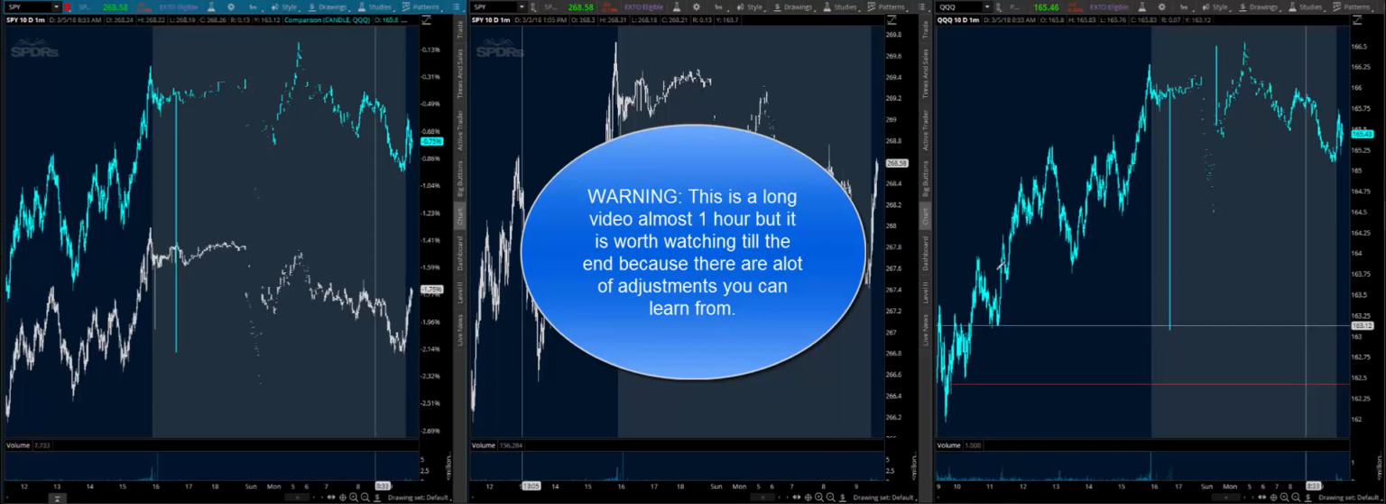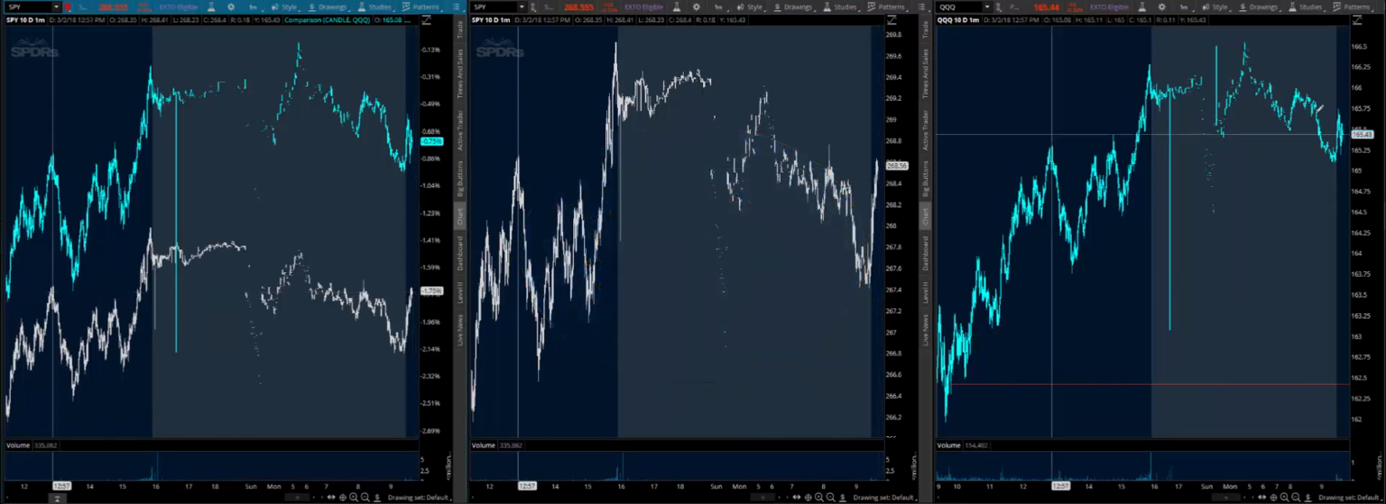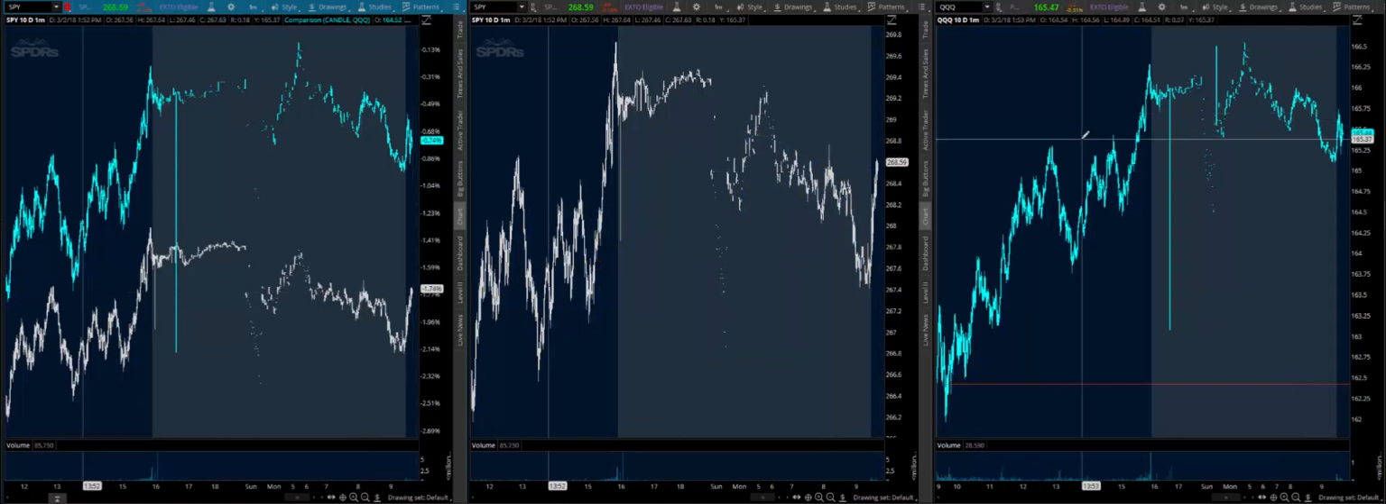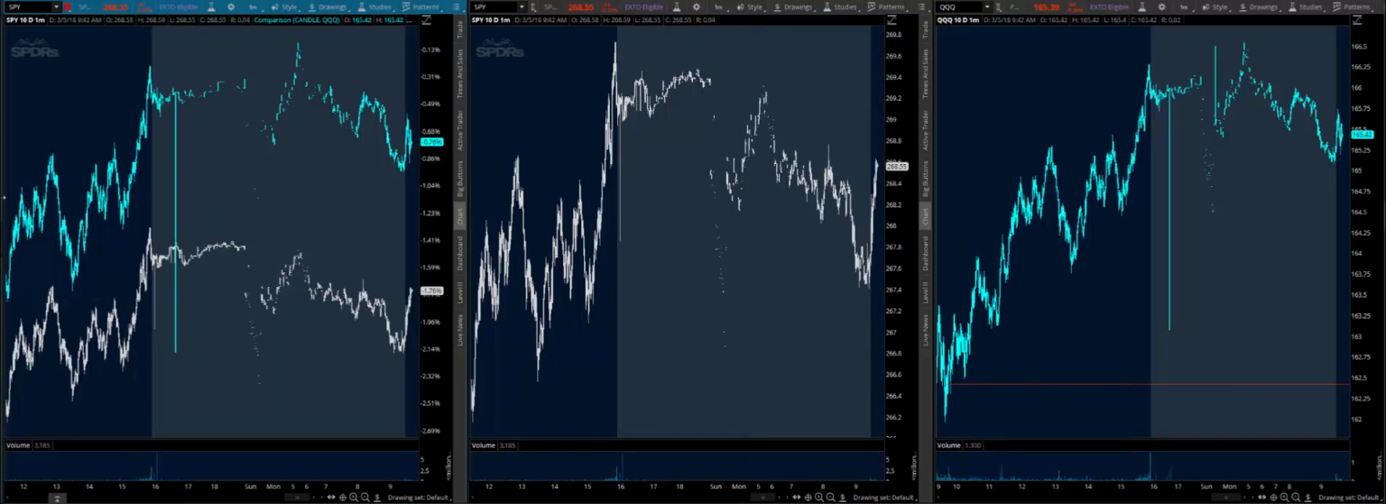Right now, I want you to watch. The white chart is the spider and the blue chart is the Q, and I'm just getting set up here. What I'm going to do is buy the spider, sell the spider, and buy the QQQ. This is a live trade that I'm going to do right here in front of you guys, and this is something I'm considering doing very shortly in the future.